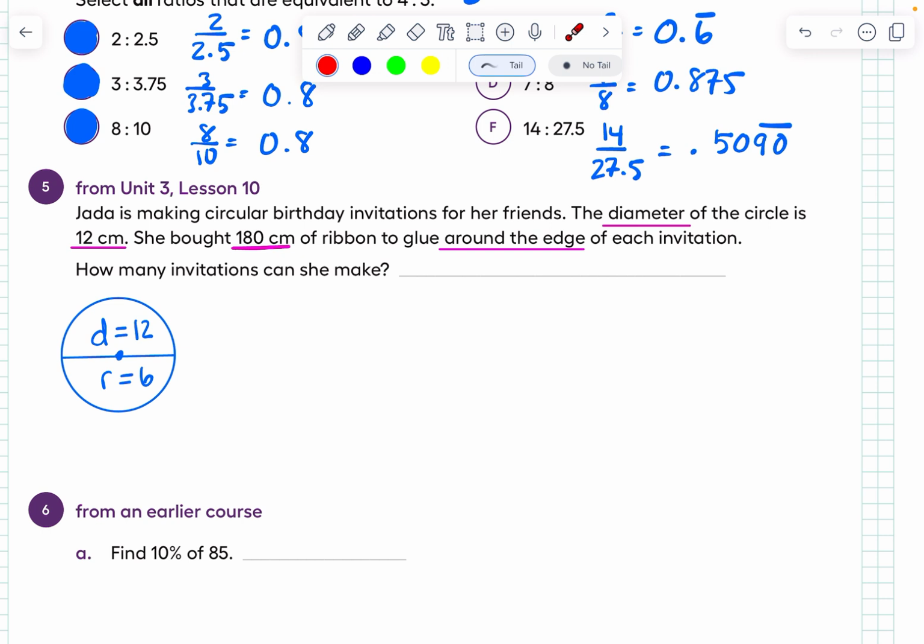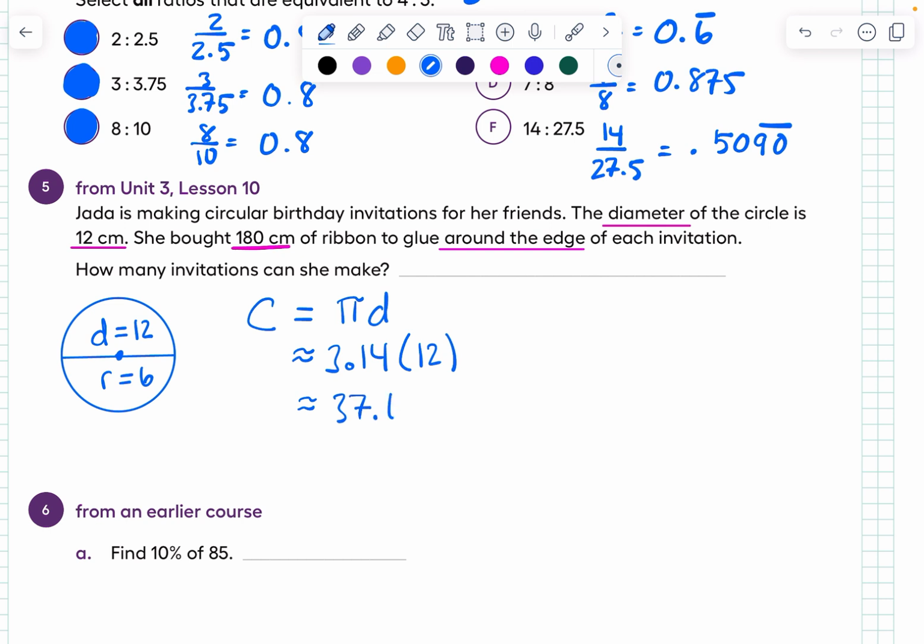The fact that it's a circular invitation and she wants to put glue around the edge is screaming the concept of circumference. So we need the circumference formula, which is C equals pi d. We know pi is 3.14 and the diameter is 12. So 12 times 3.14 is 37.68. One invitation needs this much ribbon around.